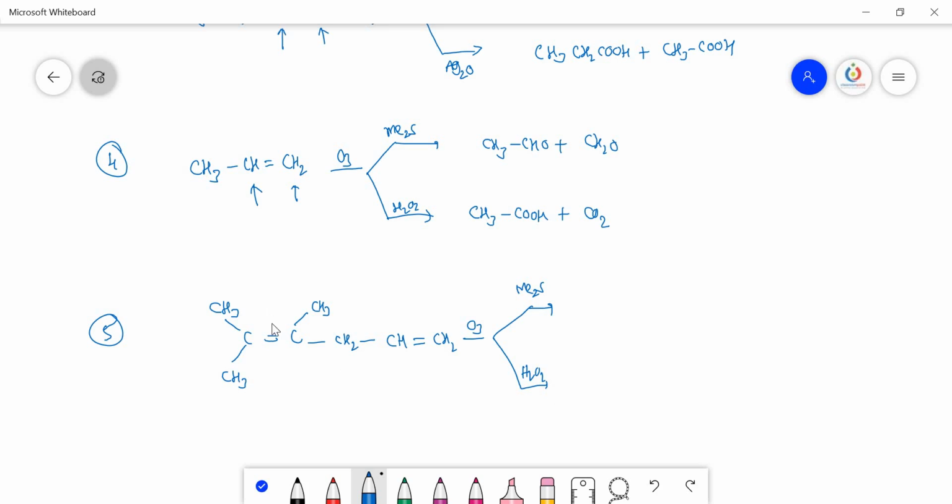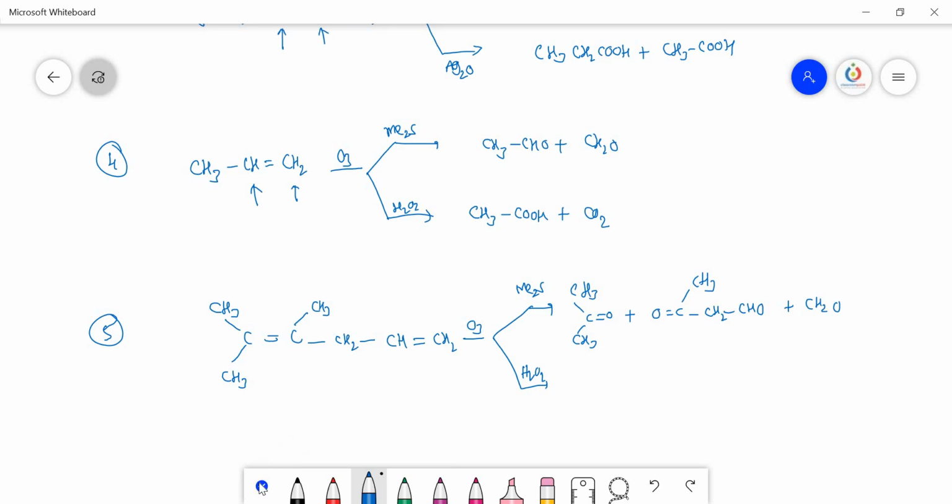So here break the bond. Initially you will get CH3, C double bond O, CH3, plus here also on both the sides CH2. Anyhow we are using dimethyl sulfide, so break the bonds and put the oxygens there. This becomes CHO here and that becomes CH2O.